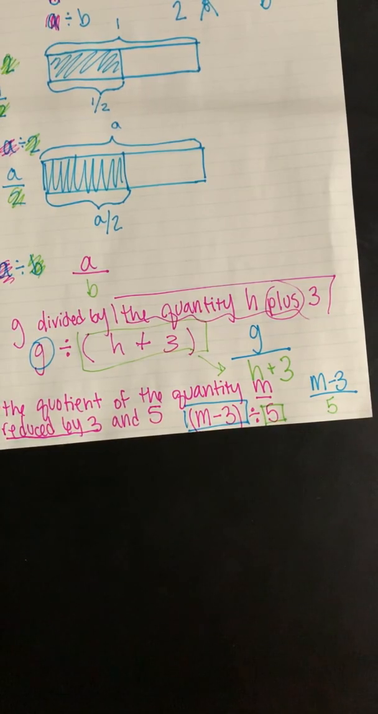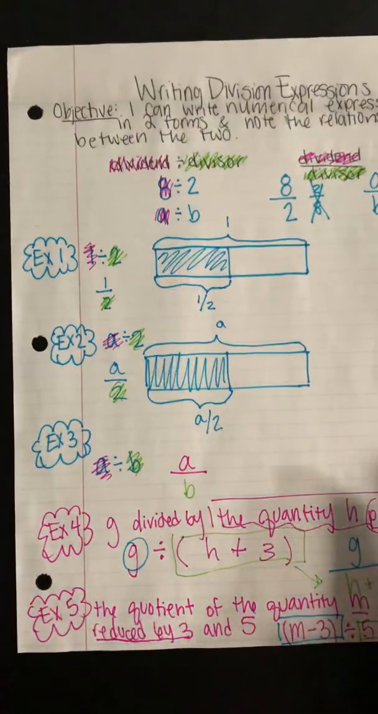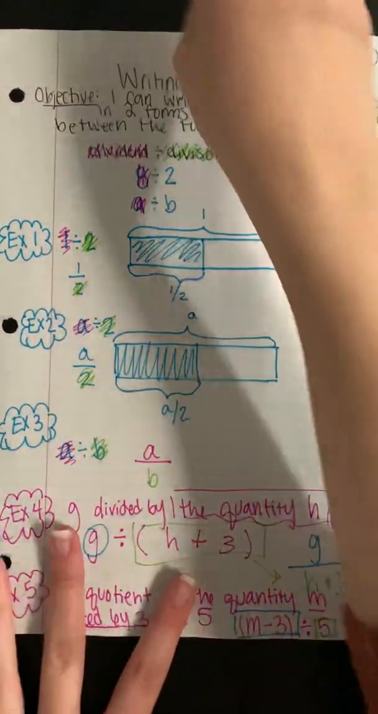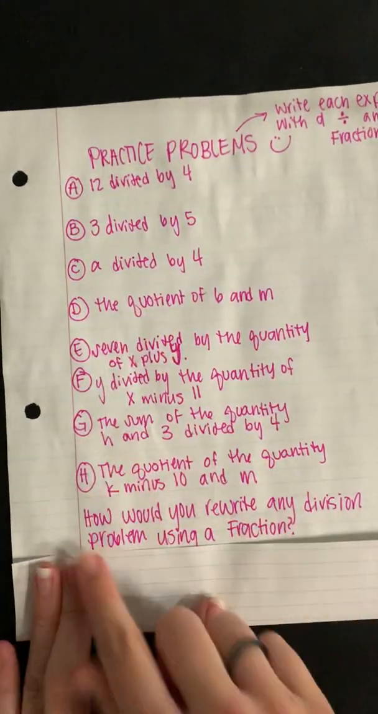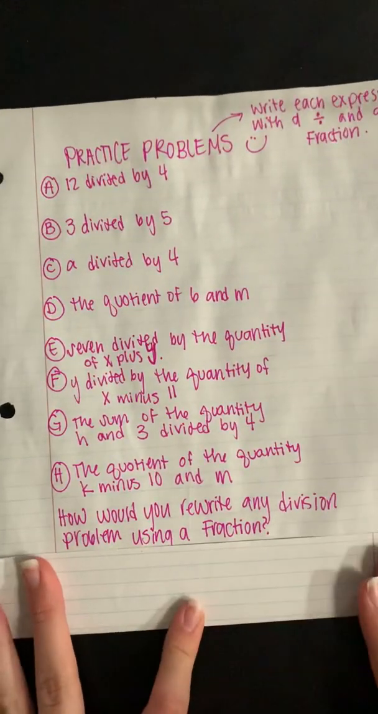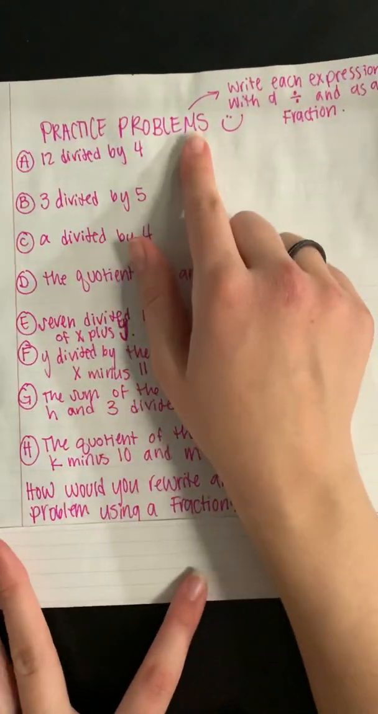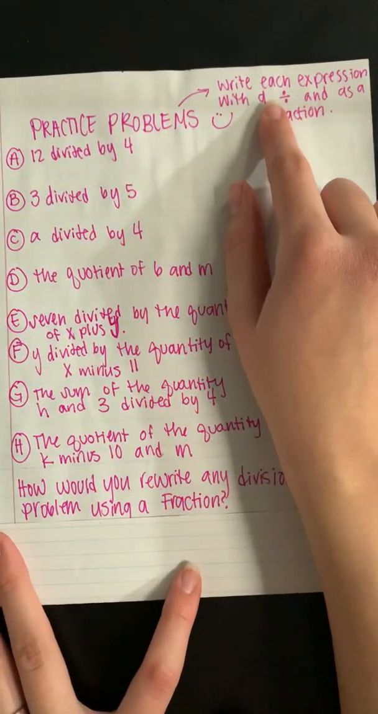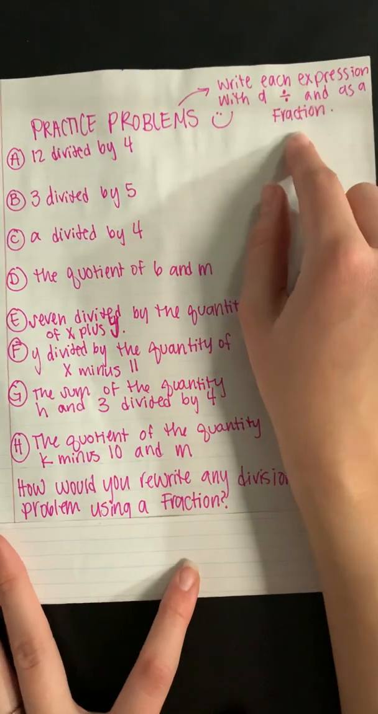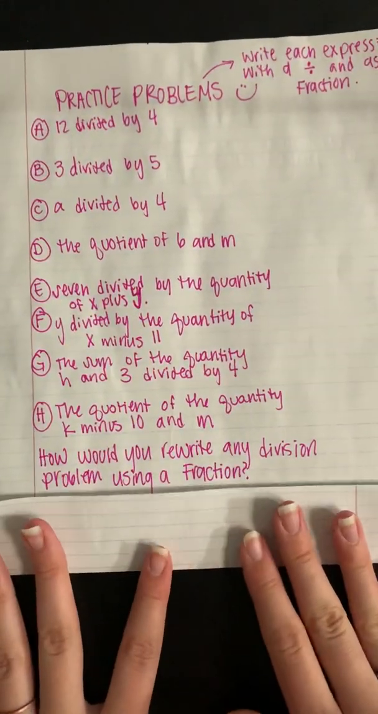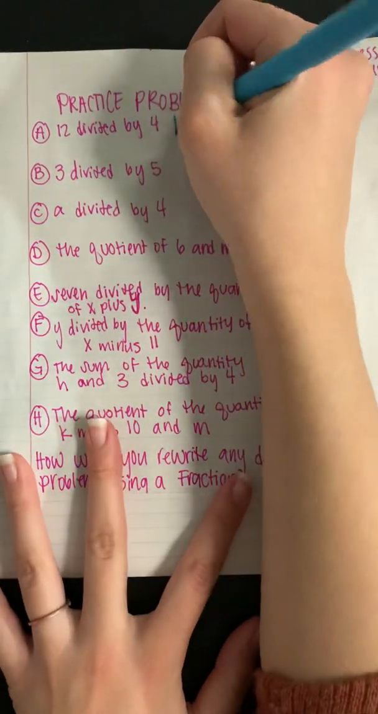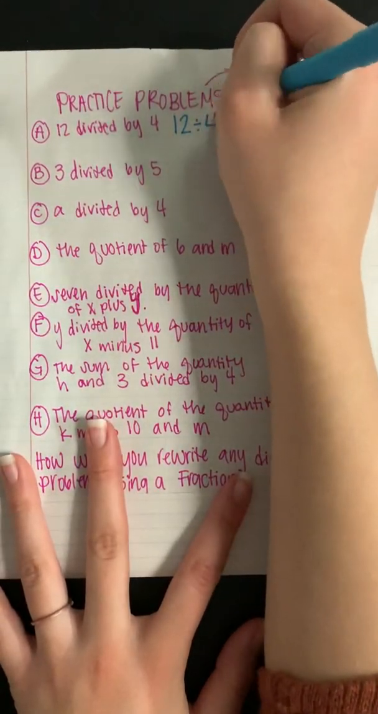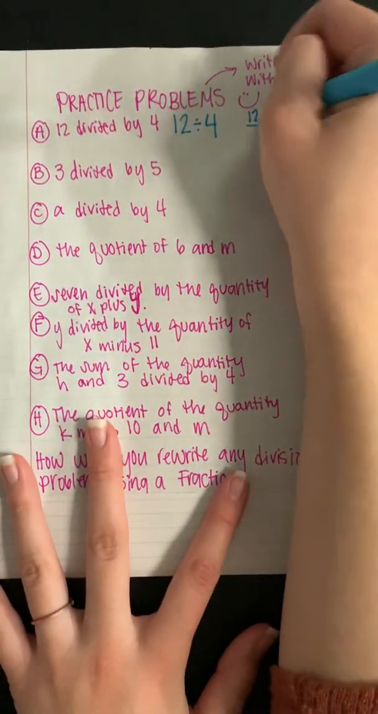All right, so now you get to try some practice problems using our very colorful notes to help you. So all of your practice problems, they look like this. It's A through H plus this little closing question at the bottom. You need to write each of these expressions with the division symbol and then also as a fraction. So I'll do A with you. For A, you would have to write it like this. 12 divided by 4, and then also 12 over 4.